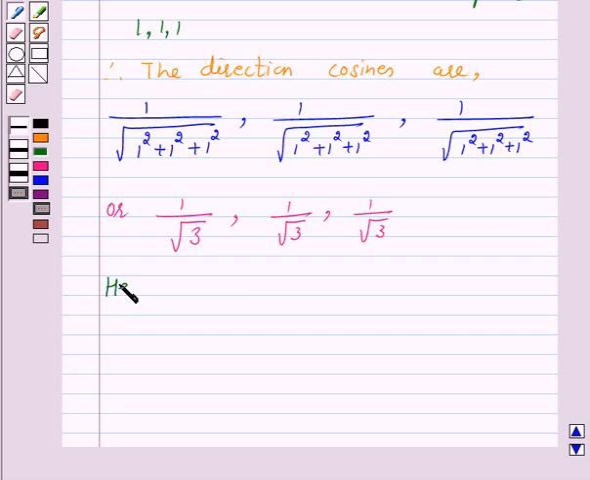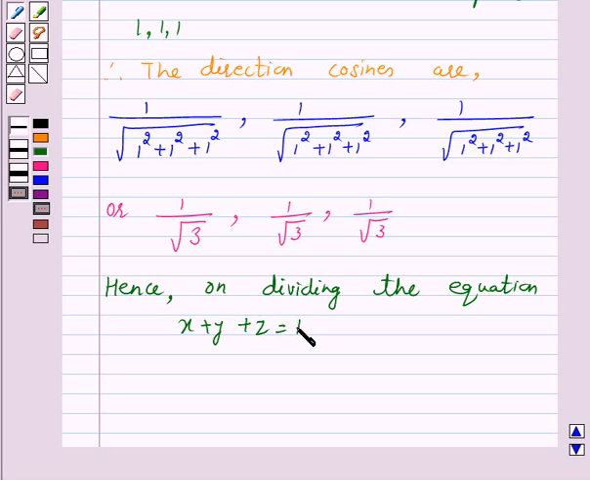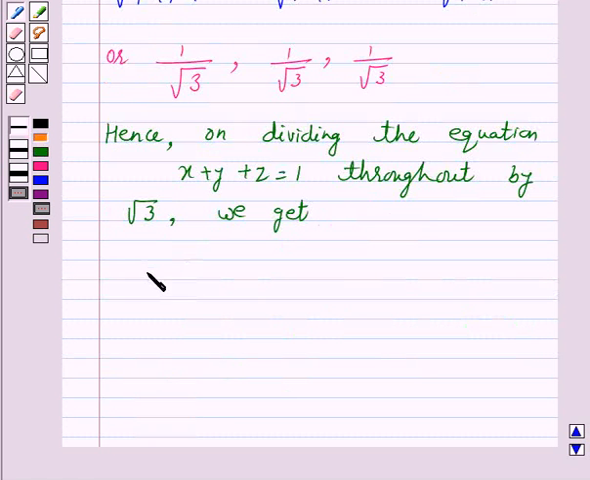Hence, on dividing the equation x + y + z = 1 throughout by √3, we get x/√3 + y/√3 + z/√3 = 1/√3.